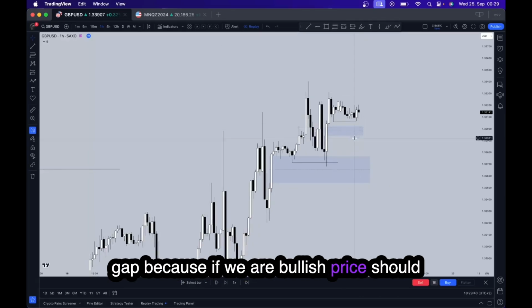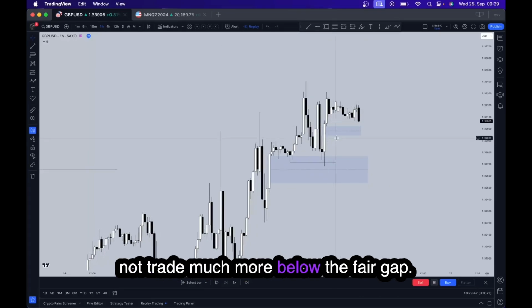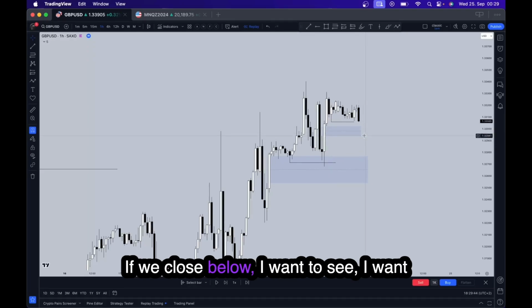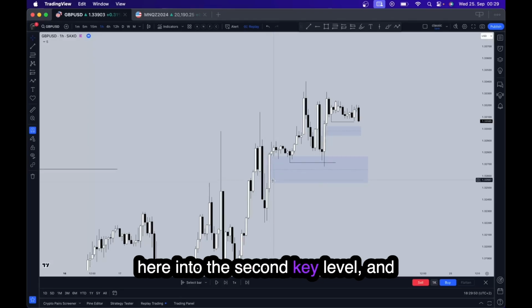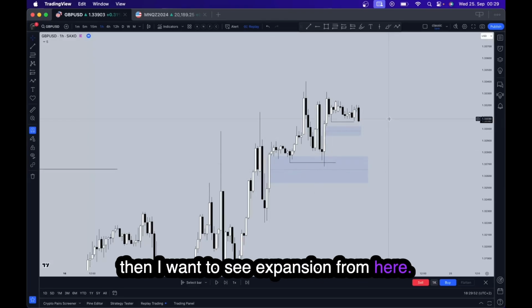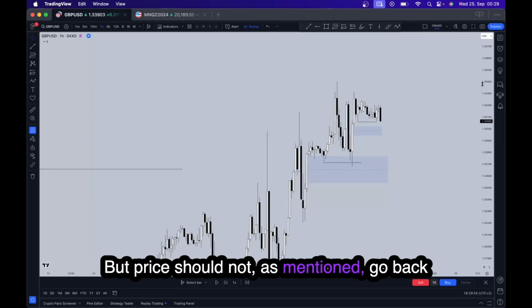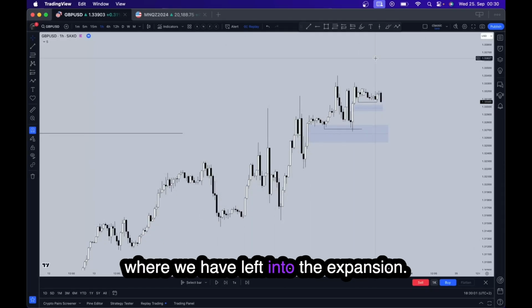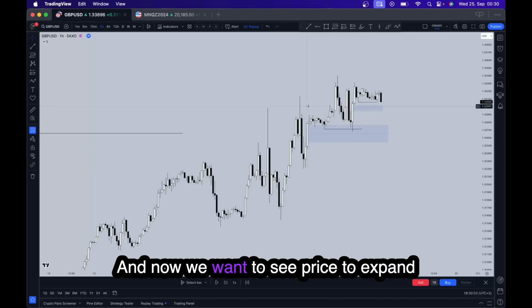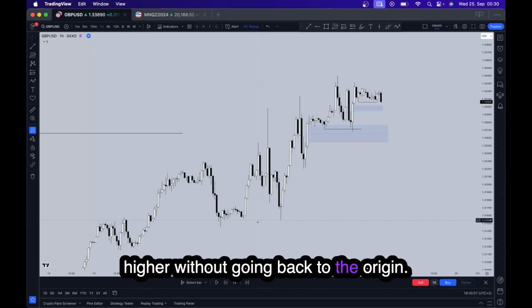Because if we're bullish, price should not trade much lower than the fair value gap. If we close below, I want to wait for price to sweep the lower low here into the second key level, and then I want to see expansion from here. But price should not, as mentioned, go back to that range here, as that's the consolidation where we have left into the expansion. And now we want to see price to expand higher without going back to the origin.